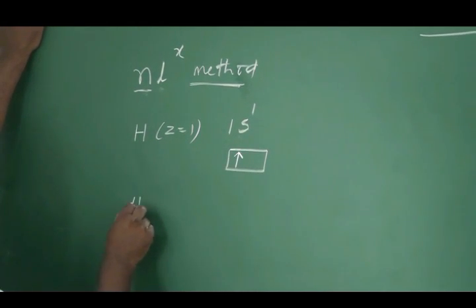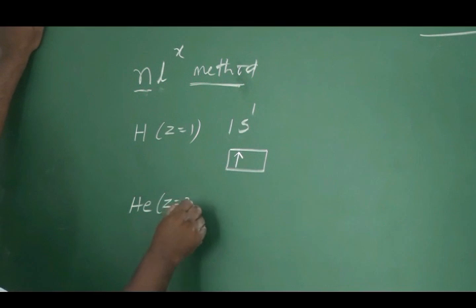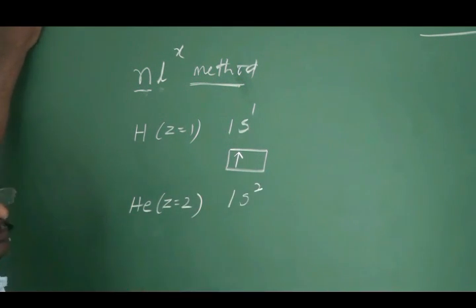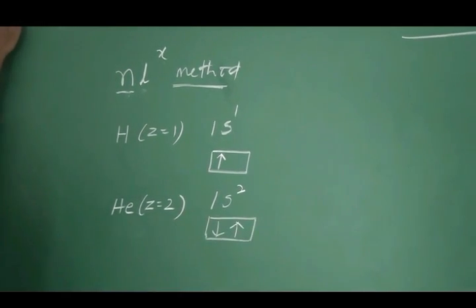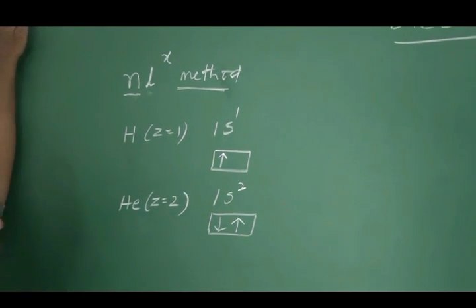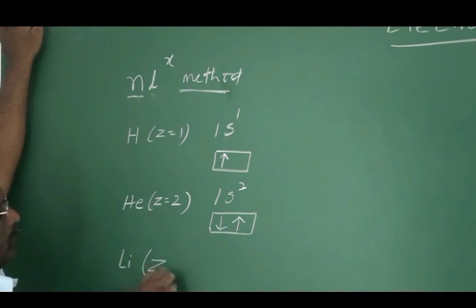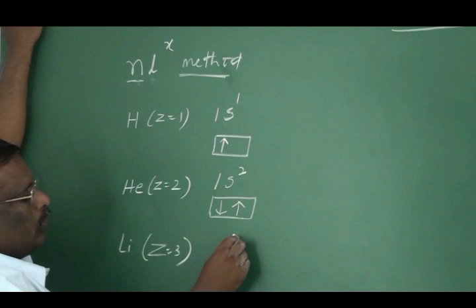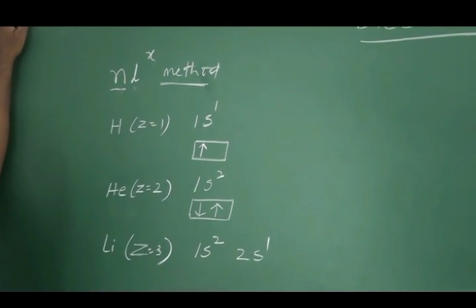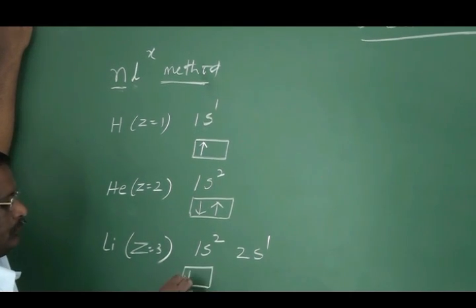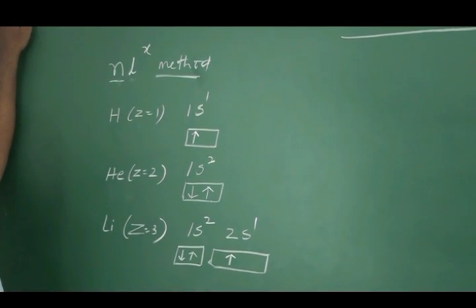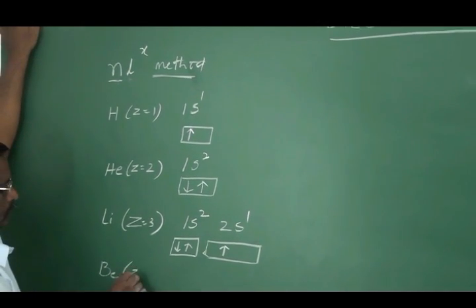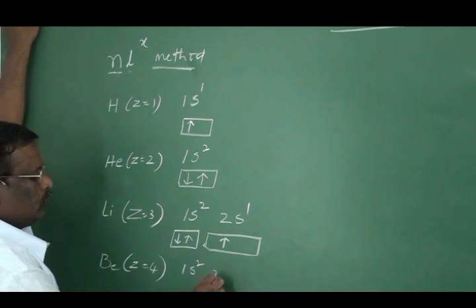Now let us take helium. Helium's atomic number is 2. So electronic configuration is 1s2. That means in first energy level, s sub-orbital, you have 2 electrons, one with clockwise spin and other with anti-clockwise spin. Similarly, lithium atomic number is 3. So its electronic configuration is 1s2, 2s1. And it can be represented like this. 1s2, 2 electrons are there. 2s1, 1 electron like this. Beryllium, 1s2, 2s2 like this.